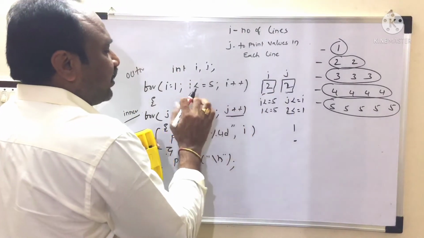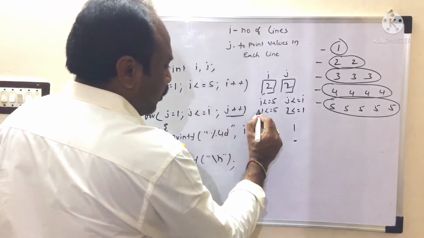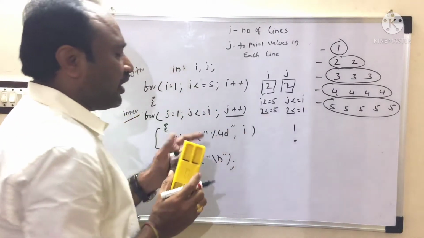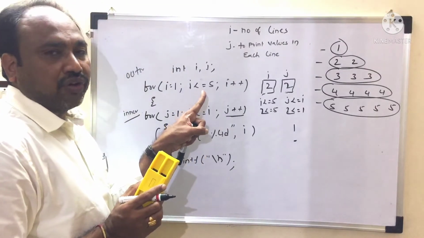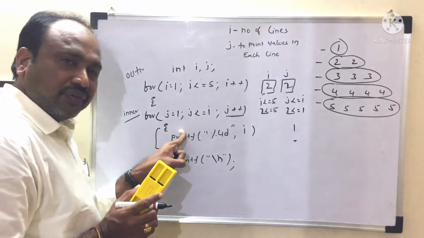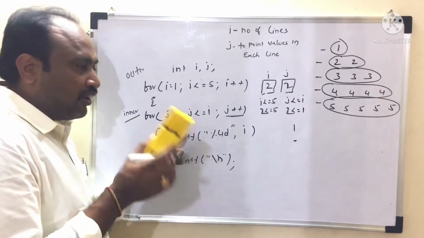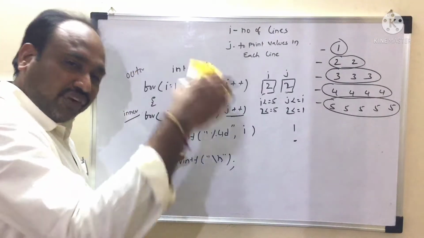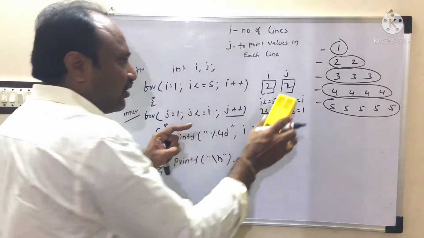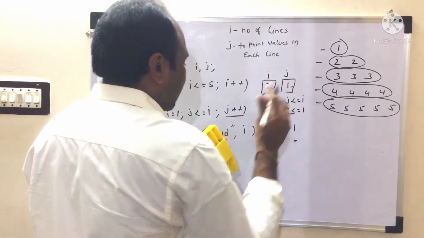I value will be increased in the outer for loop to 2. Check the condition in the outer for loop, I less than or equal to 5. 2 less than or equal to 5, condition true. If the outer for condition is true, then go to the inner for loop. After coming to the inner for loop again, it will execute from the starting. Again it will take J value 1.